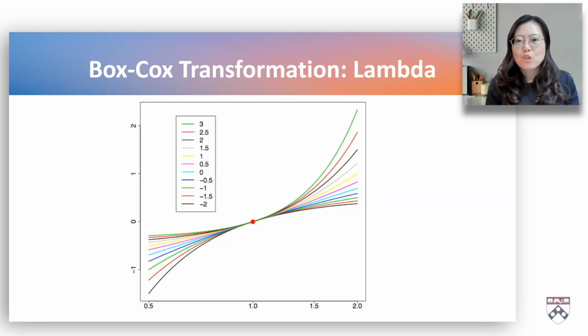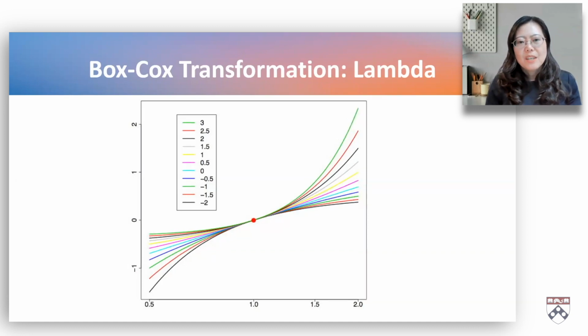Let's see how the transformation works. If lambda is 1, we have a linear transformation, a straight line, simply shifting x to the value x minus 1. If lambda is 0, it is a logarithm. If lambda is greater than 1, it is concave. If lambda is smaller than 1, it is convex.